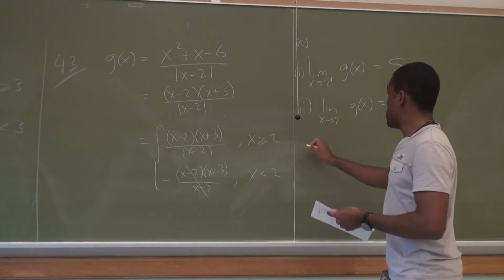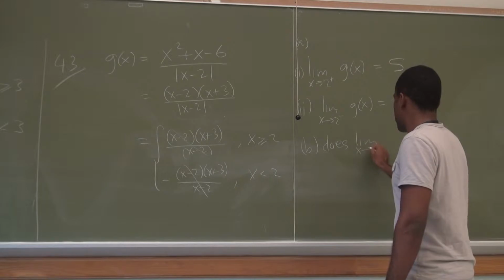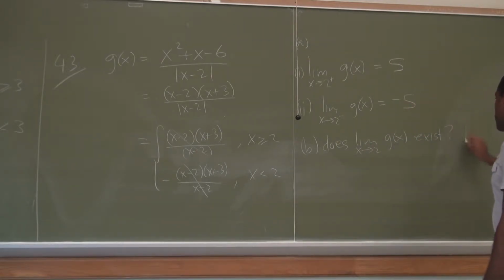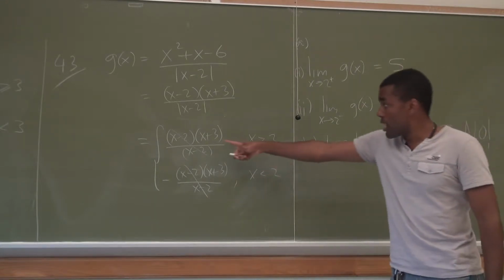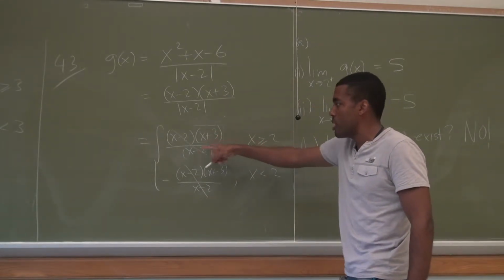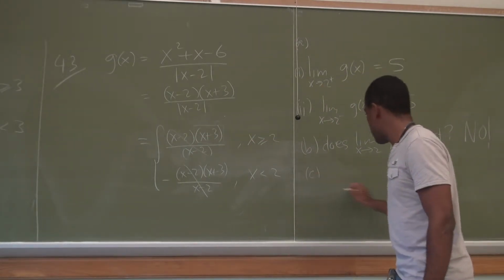And so, does the limit exist? The answer is no, because the one-sided limits don't agree. The limit only exists if from the left and the right they exist and they agree. For the graph, it's just a matter of sketching the x plus 3. You can sketch the part that's left over, but you put a hole where x equals 2. If you wanted to sketch it, you could.